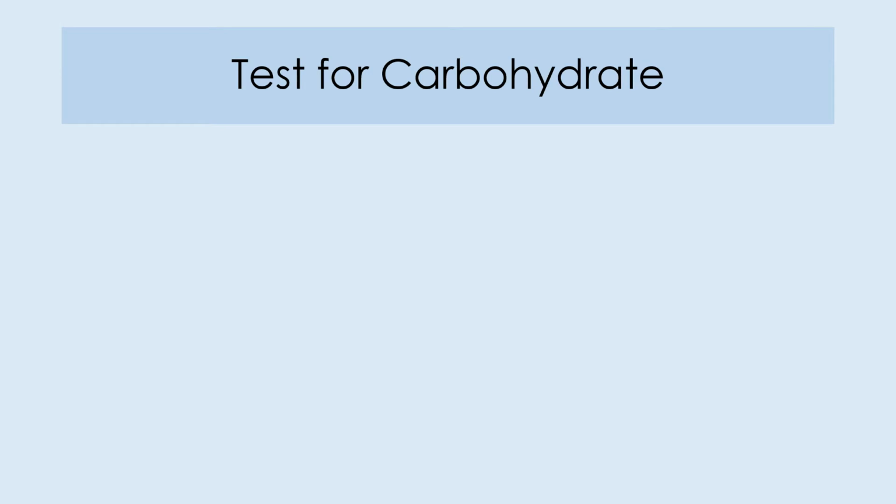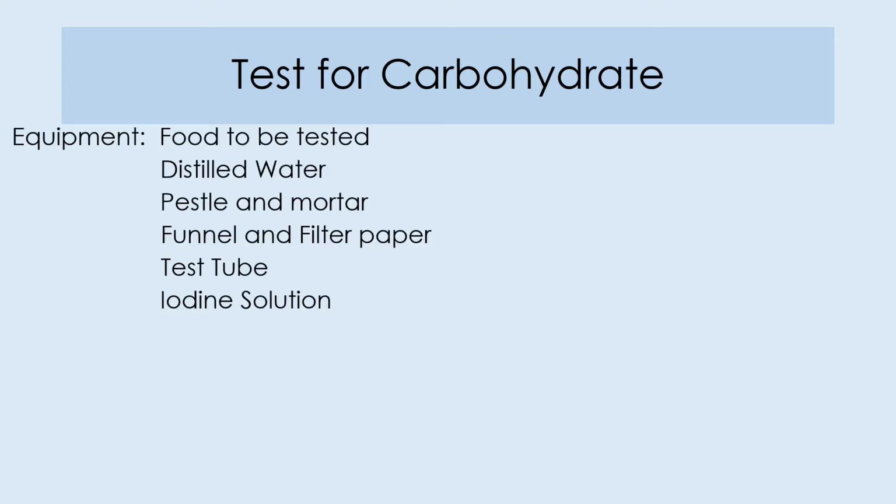So the first one we'll look at is testing for carbohydrates. Now carbohydrates, we can have two types of carbohydrates. We can have the long chains, so things such as starch, and we can have the shorter ones, which are things such as glucose. They are both carbohydrates, but to test for glucose we'll need to use a different test. So we'll first look at testing for starch. The equipment we'll need: our food to be tested, some distilled water, pestle and mortar, funnel and filter paper, test tube, and then iodine solution. So iodine solution is testing for starch.